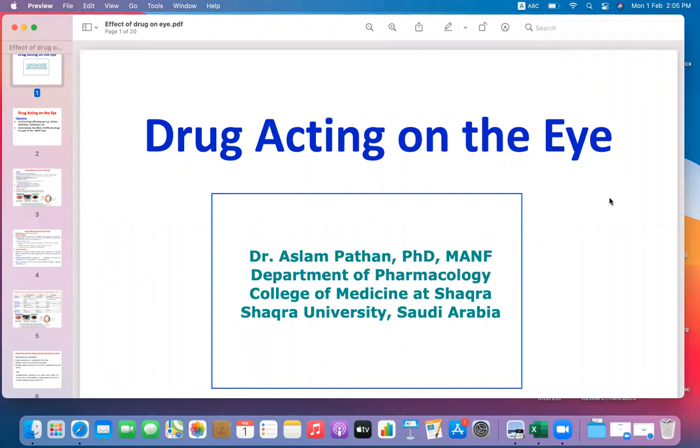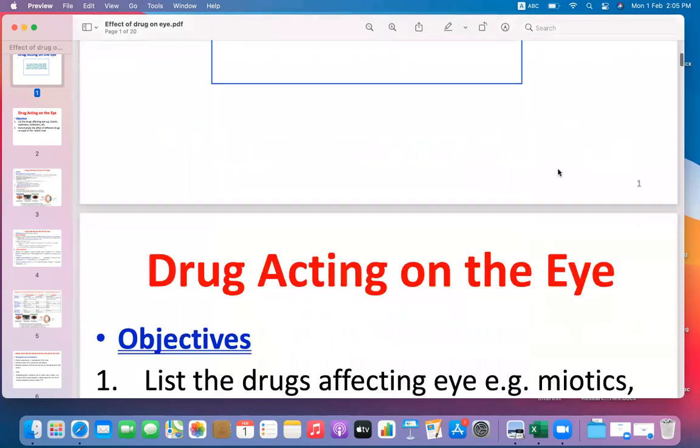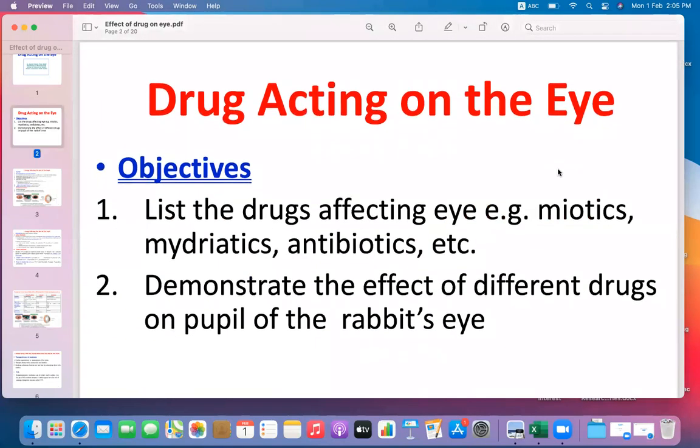The effect of drug on the eye, or drug acting on the eye. The objectives of today's lecture are to list the drugs affecting the eye, myotics, mydriatics, and antibiotics, and demonstrate the effect of different drugs on the pupil of the rabbit's eye.